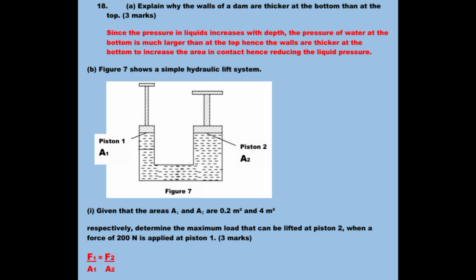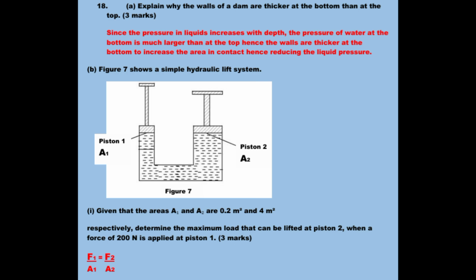liquid pressure. So simply we are looking at the factors affecting the pressure in liquids, and specifically, because we are dealing with the top and the bottom, that is the depth, how depth affects the pressure. And now we are saying that at the bottom the pressure of the liquid is higher, so the shape of the wall is a bit slanted, or is thicker, so that it can increase the area in contact in order to overcome that pressure, because otherwise the wall could collapse.